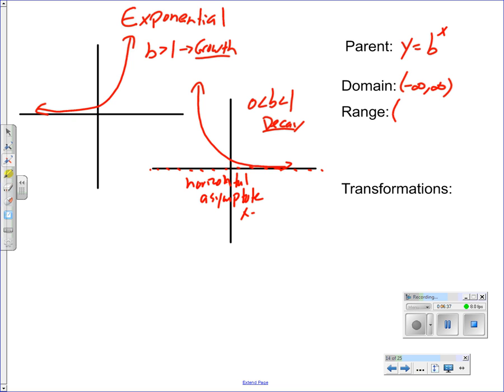That's along the x-axis, which is the same as the line y equals 0. So it's closer and closer to that line, never crosses. Same thing, growth and decay. So our range is from 0 to infinity, but not including 0.